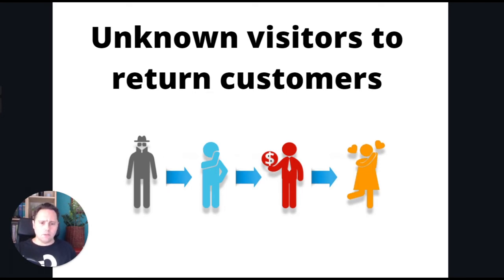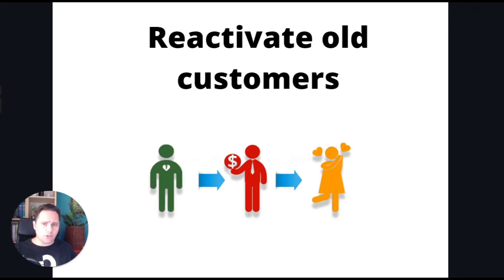And the low-hanging fruit is to reactivate old customers, and marketing automation can help with that as well. You can set up whole nurturing campaigns to make sure that when someone doesn't buy something for a long time already, then you suddenly start this campaign, automatically start this campaign, and turn them into a loyal customer.